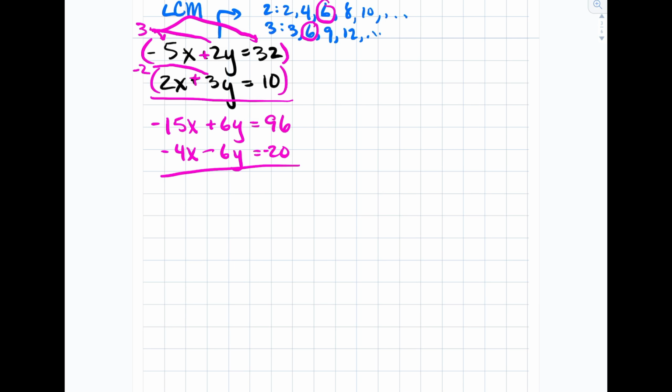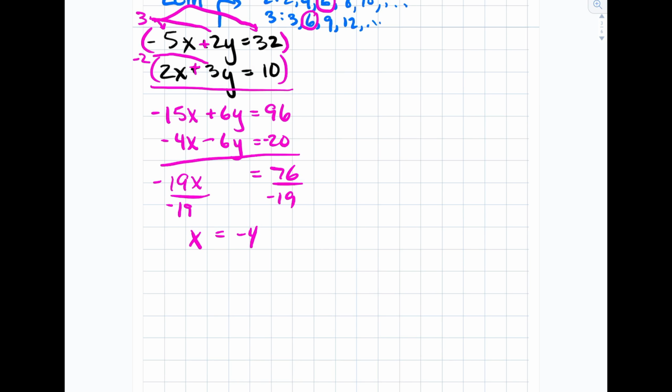There we go. So now let's add straight down. So that becomes 19x, negative 19. These y's cancel out, and this makes 76, right? Divide by negative 19 on both sides. X is equal to, I'm pretty sure it's going to be negative 4. Negative 4, and we're going to plug it into the second equation.